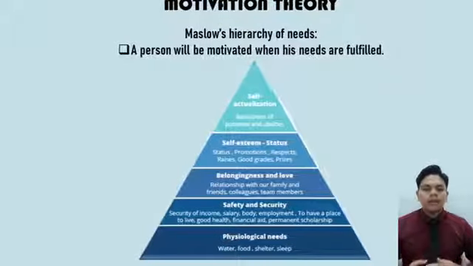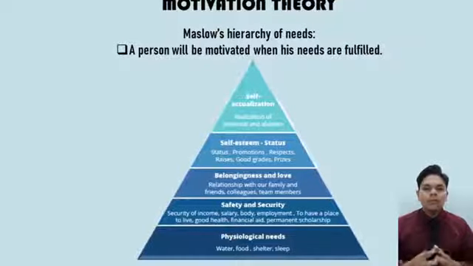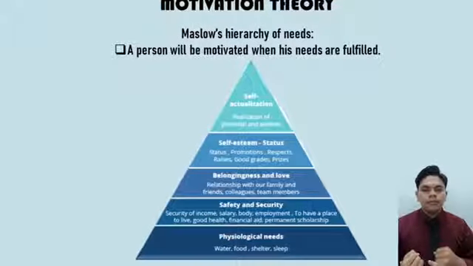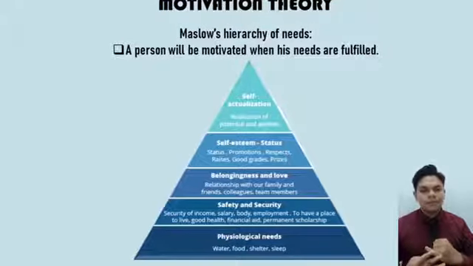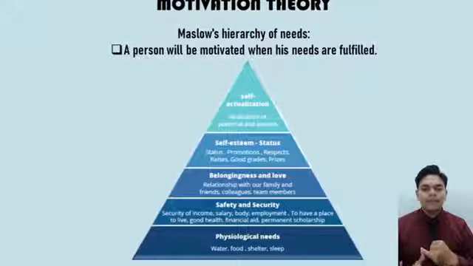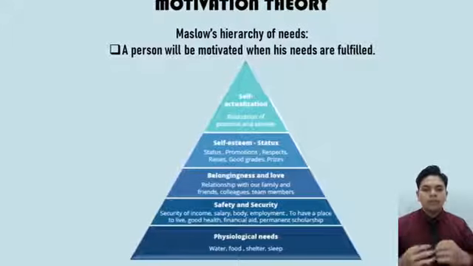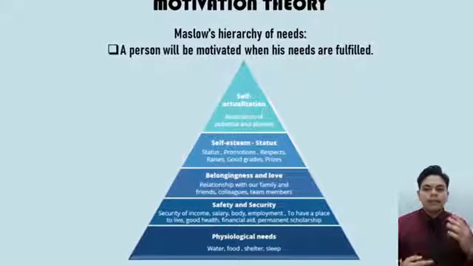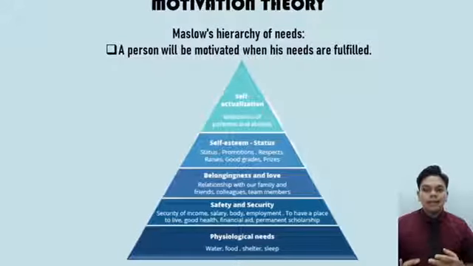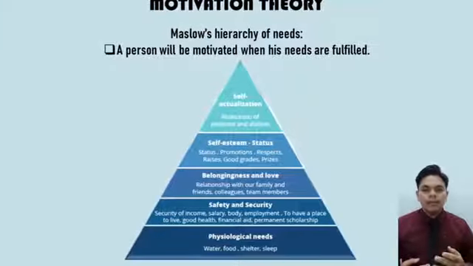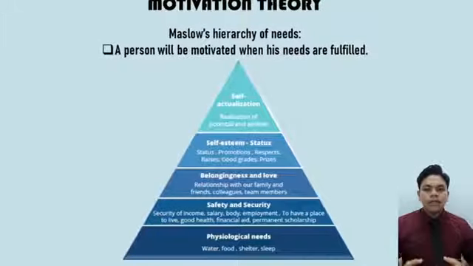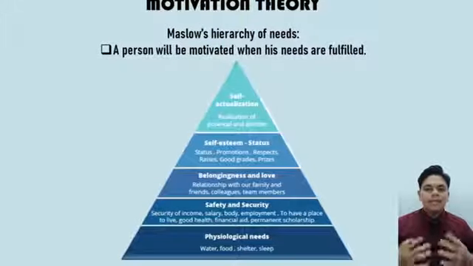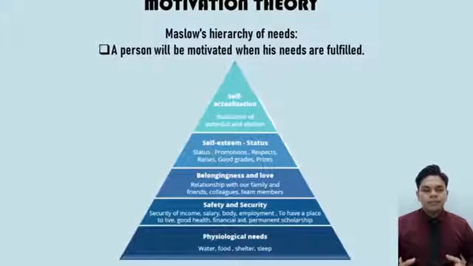The first one is physiological needs. Physiological needs consist of water, food, shelter, and sleep. The second one is safety and security. Safety or security of what? Safety and security of income, salary, body, employment, to have a place to live, good health, financial aid, permanent scholarship.